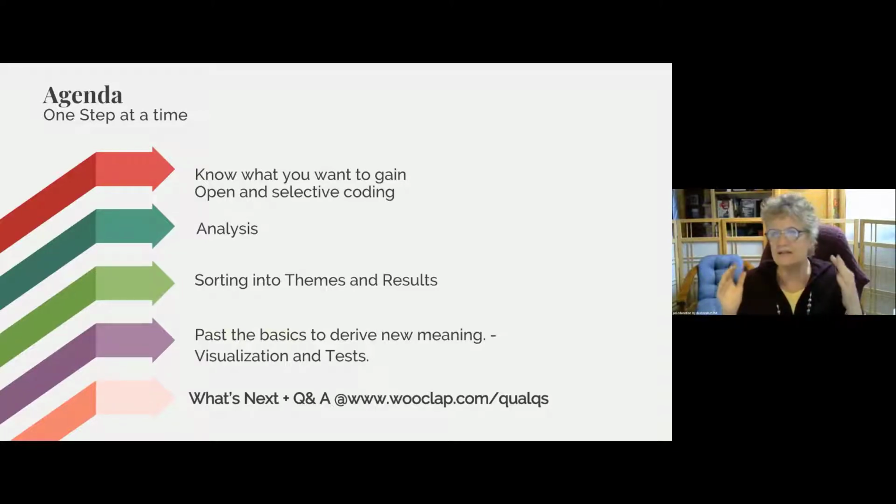Quantitative data is much more linear than qualitative data is, but that's to be expected. Quantitative data is much more left brain and qualitative data is much more right brain, if we were to talk about it from our experience as human beings.